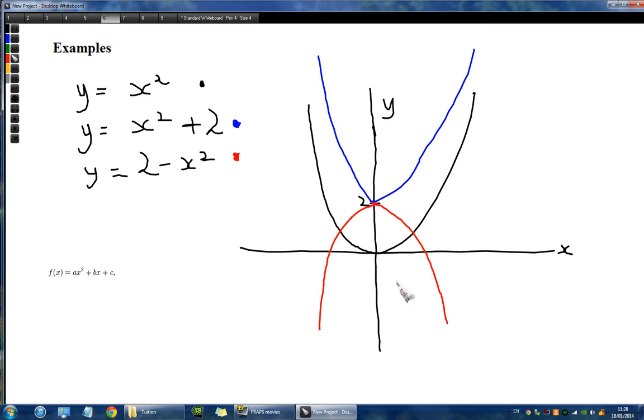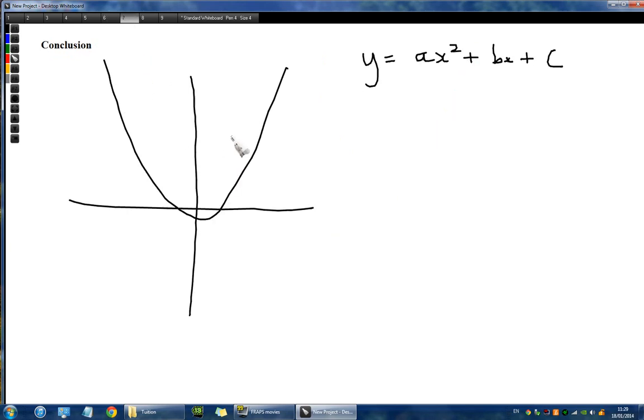So that's basically what you need to know about sketching so far. In future lectures we'll work out ways to know how many roots there are, and then how to calculate them. But this basically gives you an indication of what a quadratic function is, something like this.